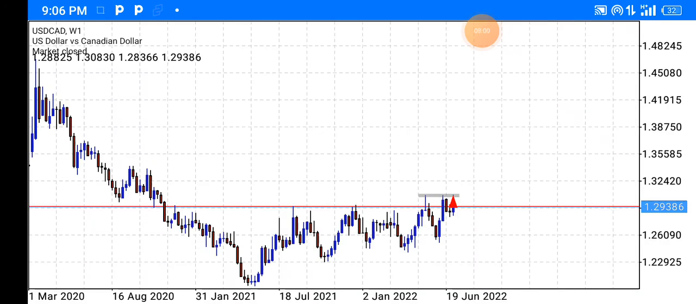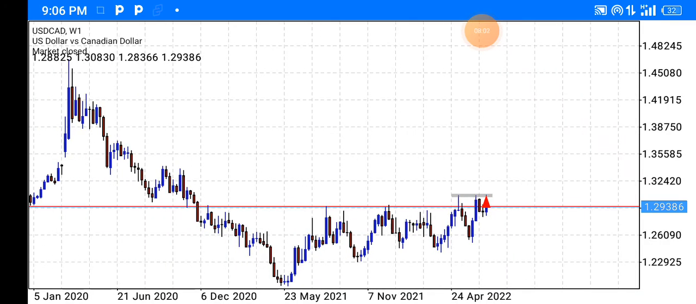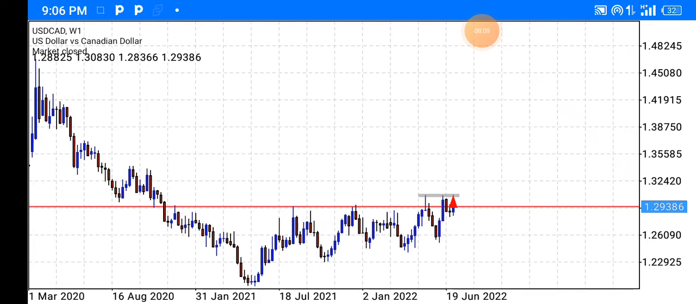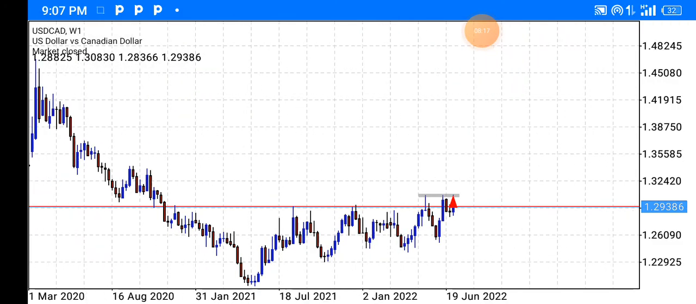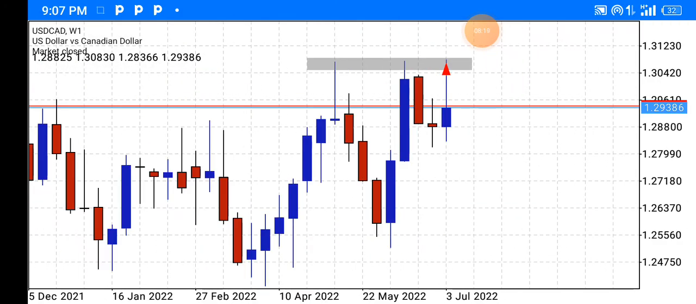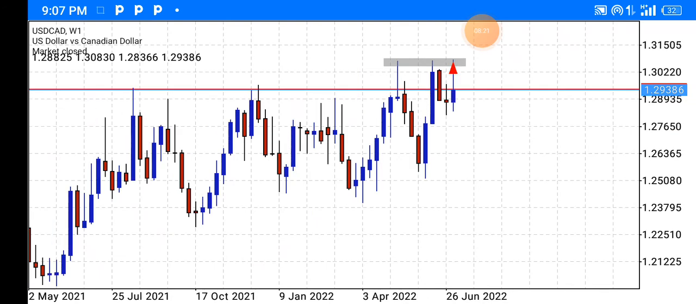Let's see what is happening. We find higher high, higher low, higher low, higher low, which shows that there has been a complete uptrend this week. So in this weekly time frame, we found that there is a break on this structure that has been there for some weeks.